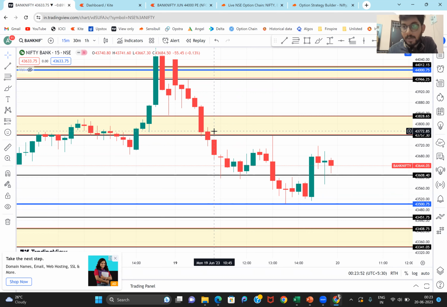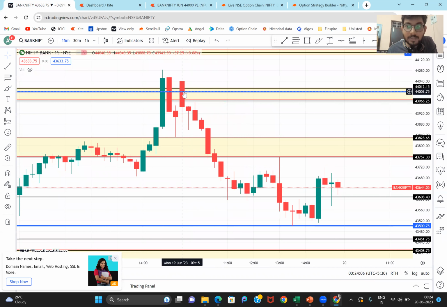Now, which strike price to select is the key to your stop loss. This is a very important concept. The strike price that you select and the delta of that strike price will define what your target and your stop loss will be. For example, in this case we are selecting a strike price of 44,000. At that moment, 44,000 is the at-the-money strike price.